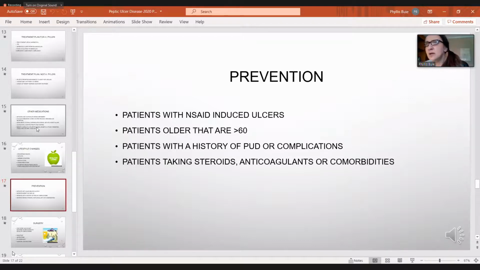Now, some of our minerals, as far as like zinc, vitamin C, the essential fatty acids, vitamin A and E, acidophilus, and glutamine are also things that help with the healing process. Okay, so now let's look a little bit at prevention. How can we prevent this ulcer condition from occurring in the first place?